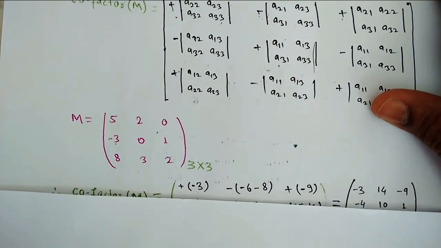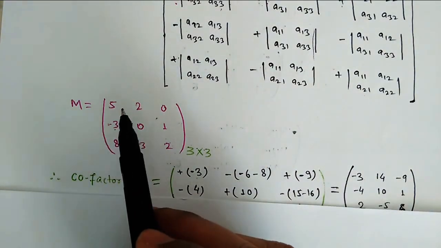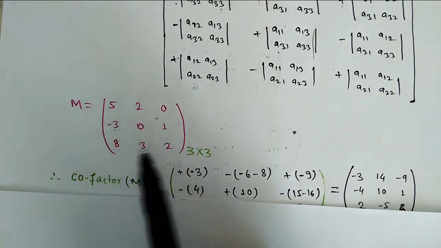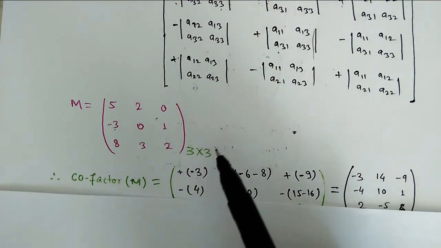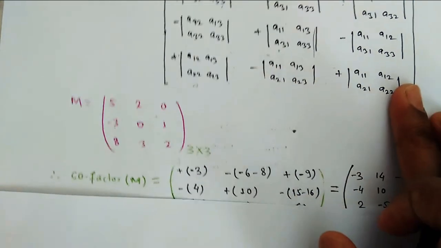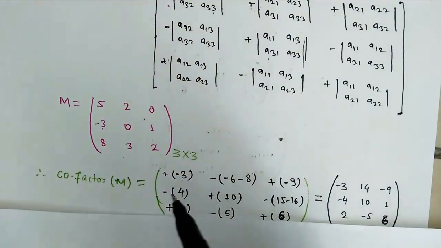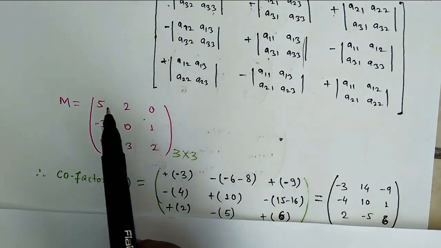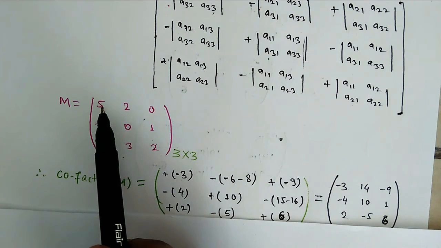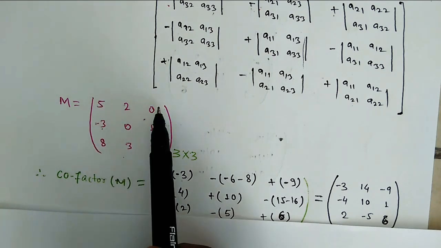So let's take another example. Suppose M is 5 2 0, minus 3 0 1, 8 3 2. You have to find the adjoint of this matrix. So what you have to do? The first task is to calculate the cofactor matrix of the given matrix. By the concept we can identify the cofactor matrix. First you have to find the minor of all the elements. So let's calculate the minor of 5. For 5, this row and this column will be deleted.